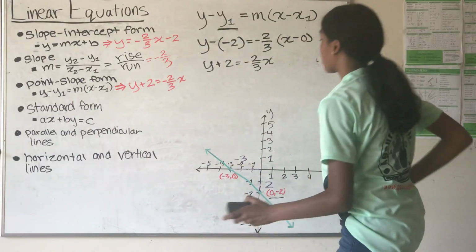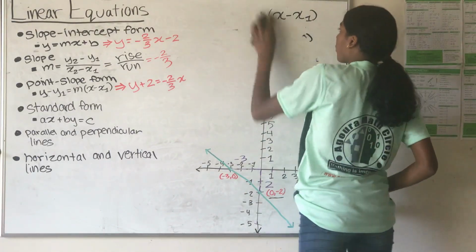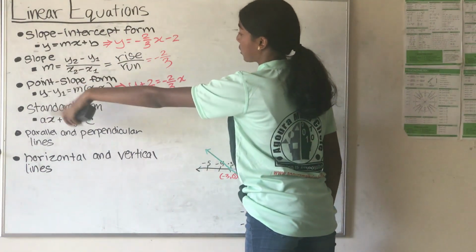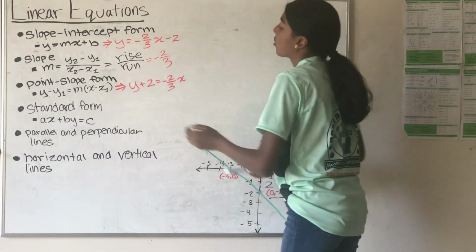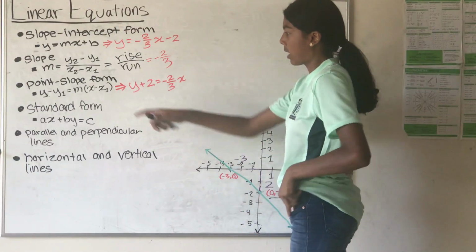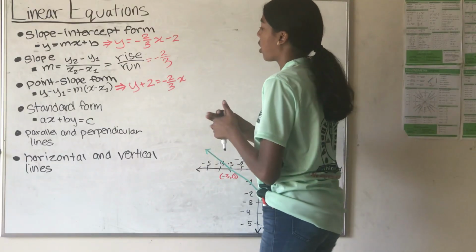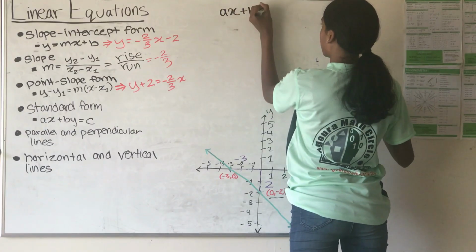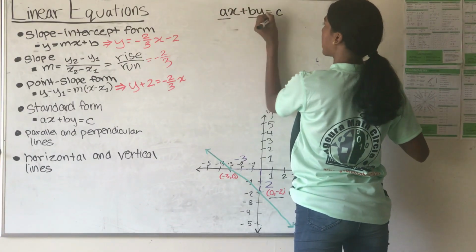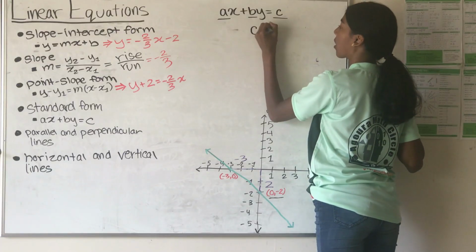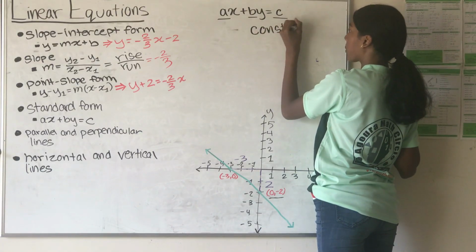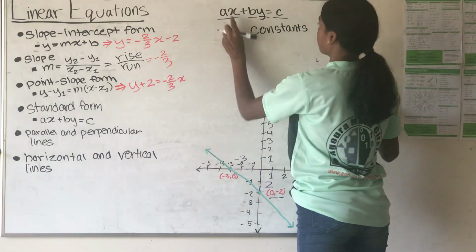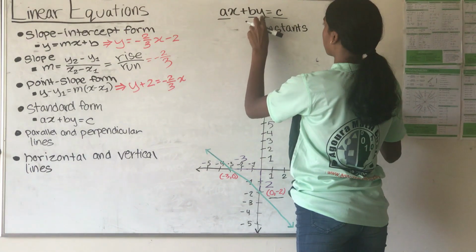So I'm going to erase all this. In case I didn't say it before, we're using this line for slope-intercept, point slope, and standard form, and parallel and perpendicular lines. So now, like I said, we're moving on to standard form. The standard form is ax plus by is equal to c. And this a, b, and c are all constants. And x and y just stay as they are, just x and y.